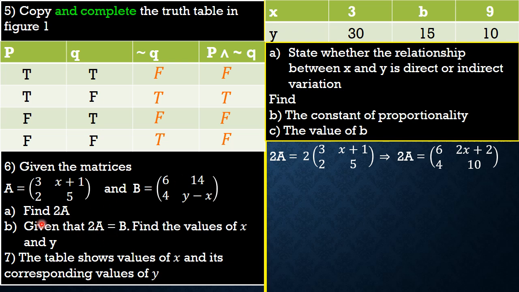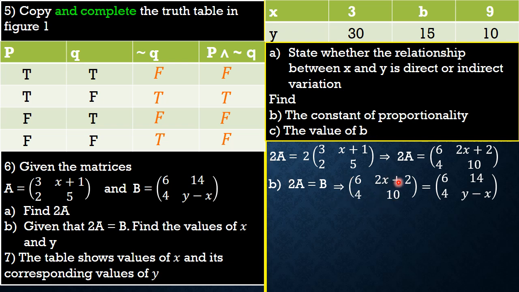Okay. Now the B part was also to find the value of x for which 2A is the same as B. So friends, if 2A is the same as B, it means that our matrix 2A, that is 6, 4, 2x plus 2, 10, has to be the same as the matrix B, which is 6, 4, 14, y minus x. So if these two matrices are the same, guys, it means that their corresponding entries have to be the same.